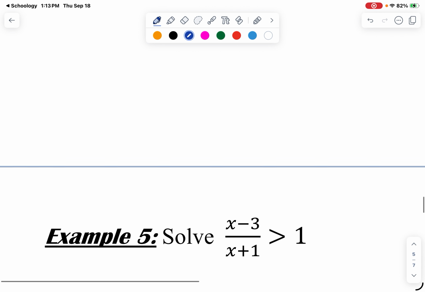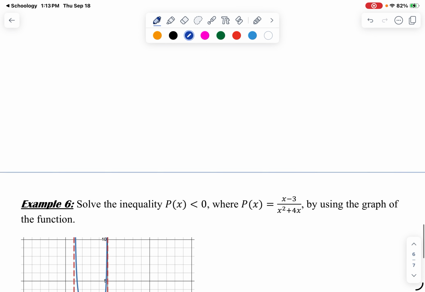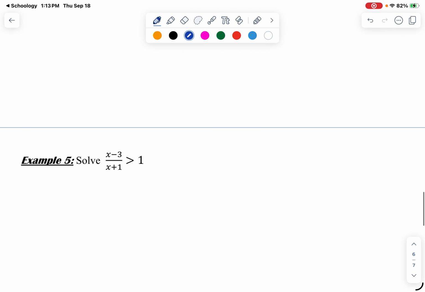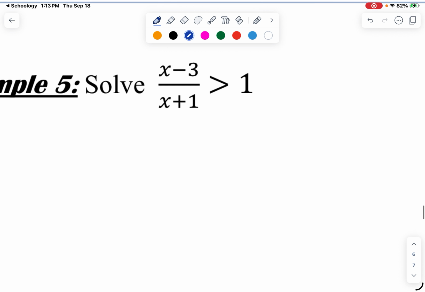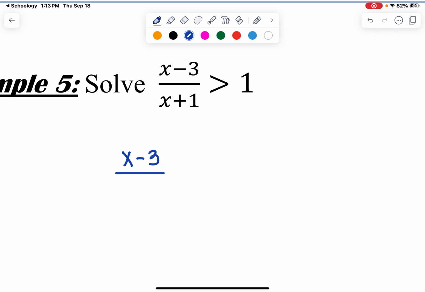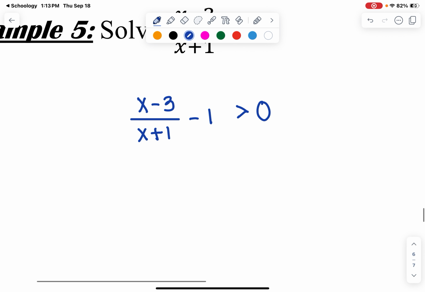Moving on to this next one. Is it the last one? No. Oh, but it's close because that one is just completely different. All right, so this one now is not equal to 0. So first I have to get it equal to 0. So I have x minus 3 over x plus 1, minus 1 is greater than 0. And now it's just like the last one, right?